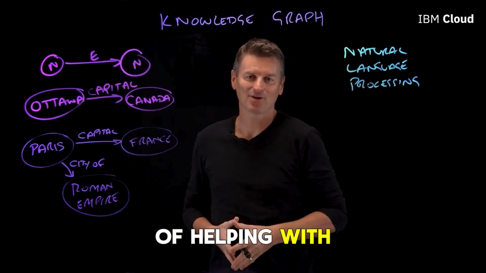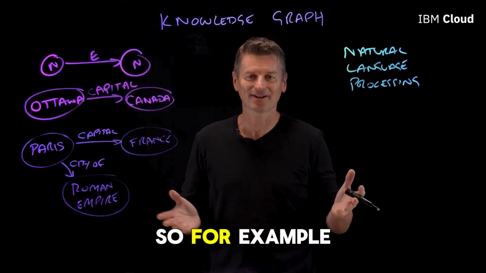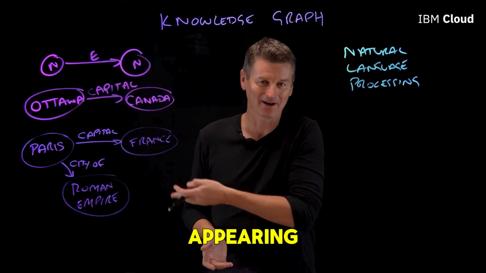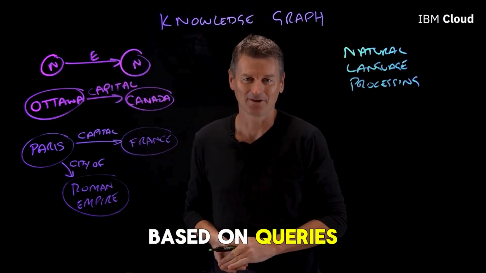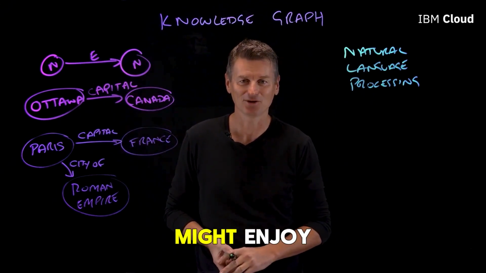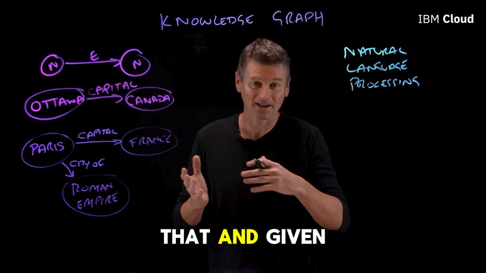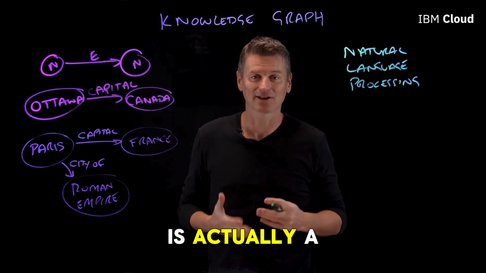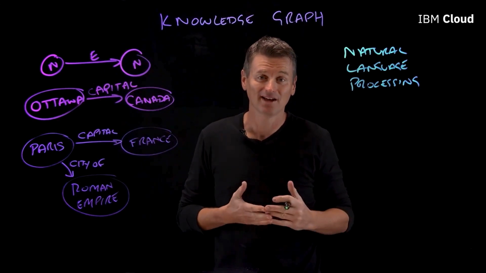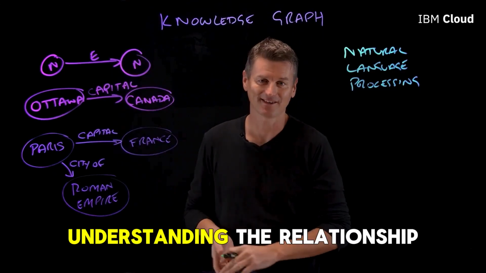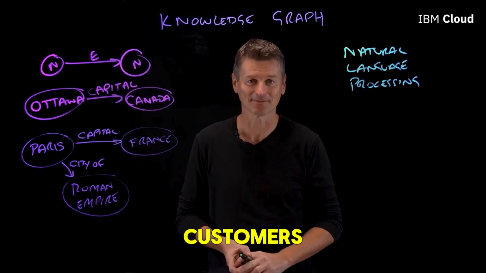And beyond helping with question and answer queries, there are a lot of other commercial applications for knowledge graphs. So for example, the recommended videos that are probably appearing alongside this one in YouTube right now, well, they leverage a knowledge graph based on queries people are searching for and other videos that they might enjoy. In insurance, you can use knowledge graphs to make sure that a given claim for damage is actually a true claim, or whether it's been one that's reported by a policyholder for fraud. And in retail, knowledge graphs can assist understanding the relationship between products so that companies can recommend different pairings that might be of interest to customers.